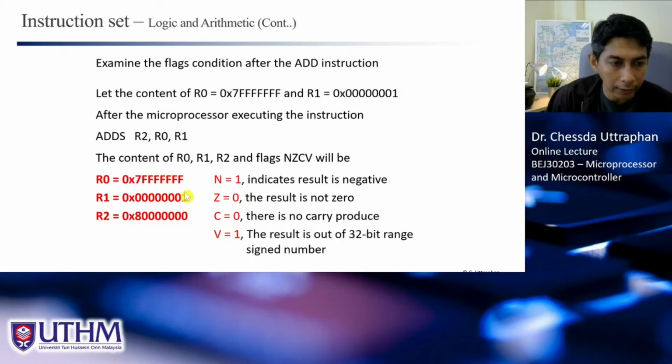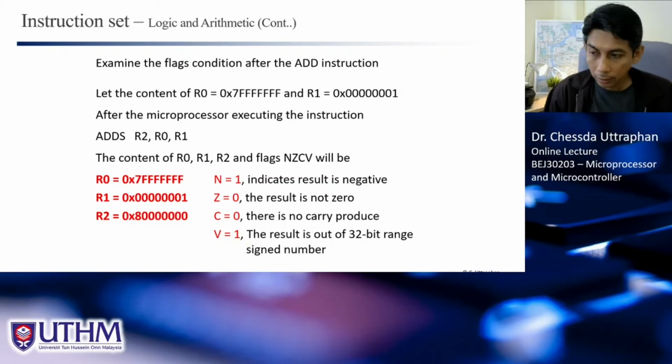C, when we add this to this, there is no carry generated, so C equals 0. V equals 1. We have overflow here, because this is actually out of the 32-bit range for signed numbers already. So V equals 1. We have learned this in the design. I want to show it again here.